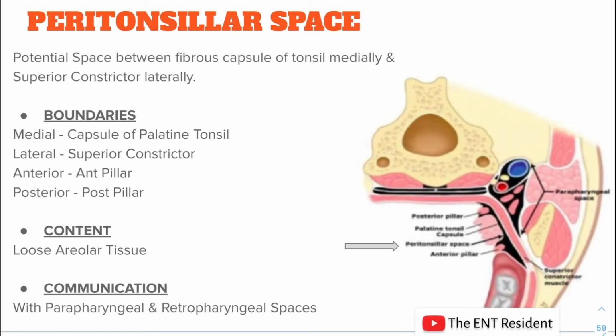Peritonsillar space. Peritonsillar space, it is a potential space between the fibrous capsule of the tonsil medially and the superior constrictor laterally.